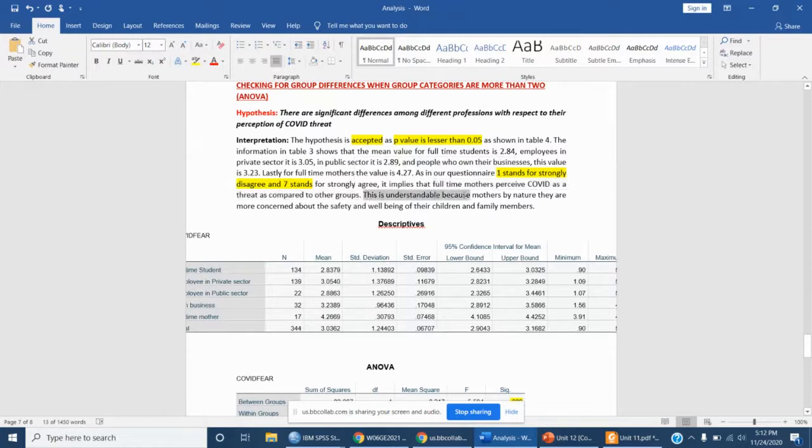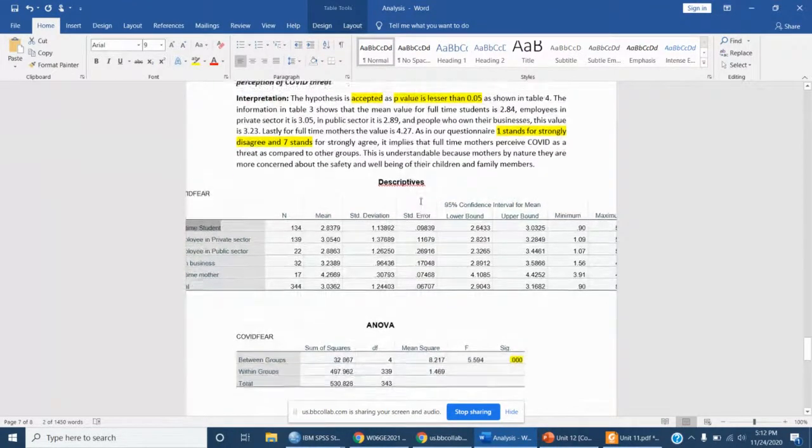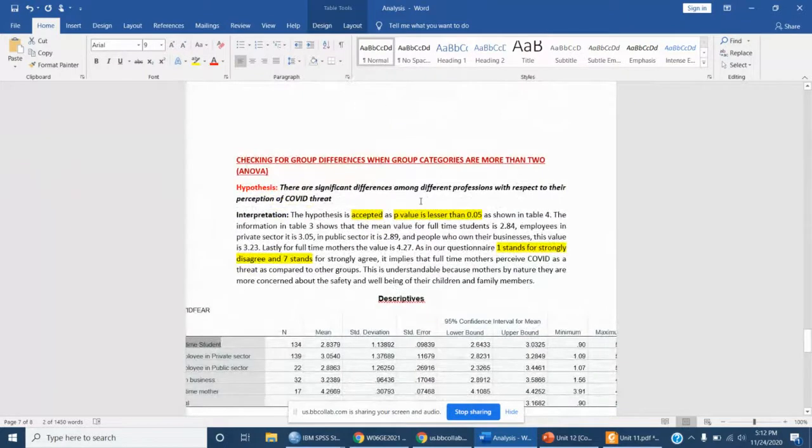And this is understandable as well because mothers by nature are more concerned about the safety and well-being of their children and family members. So this is quite understandable that full-time mothers will perceive COVID as a serious threat as compared to the full-time students or other people in our group. So this is how you will interpret your ANOVA table, and this is how you will conduct your ANOVA test. So the hypothesis is accepted.